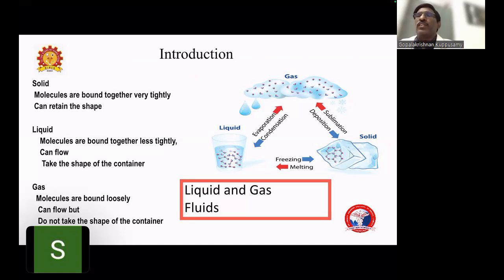Say like water, if you pour the water in a glass or a jug, it takes up the shape of the container. Coming to the gas, molecules are bound even more loosely. They can also flow, but they do not take the shape of the container.